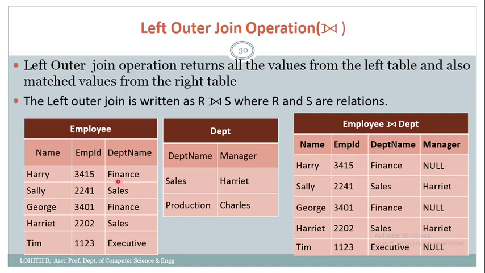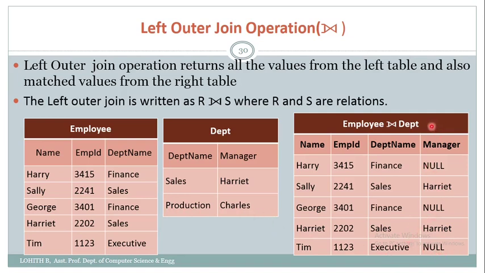Yes, for the finance department, there is no match, so the resultant manager will be null. And we have got the sales department. Yes, for the sales department, we have a match, and the corresponding manager of the sales department is Harriet. Finance department, there is no match for the finance department. That's why the manager is null. Yes, for the fourth row, we have a match for the sales department, and the manager is Harriet. And for the executive department, there is no match, and the corresponding manager is null.